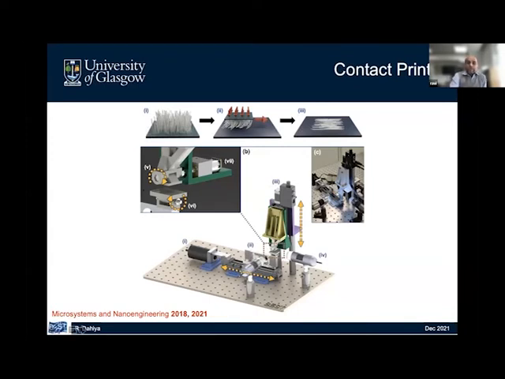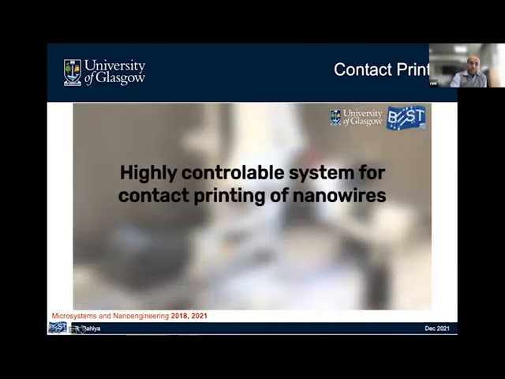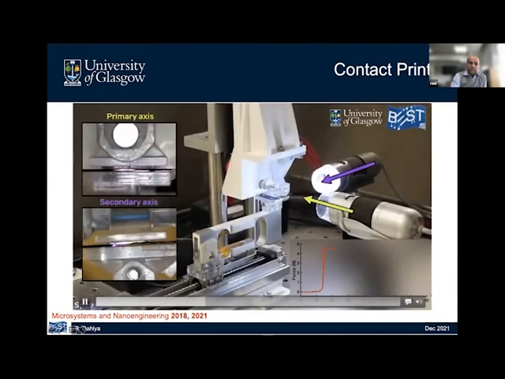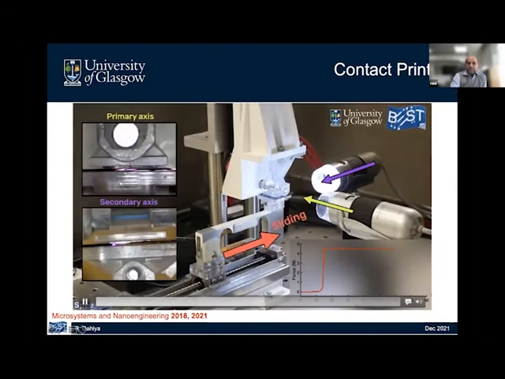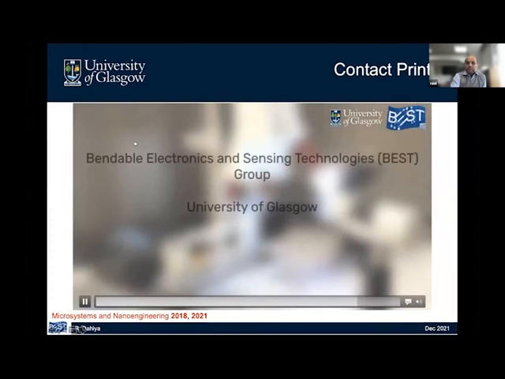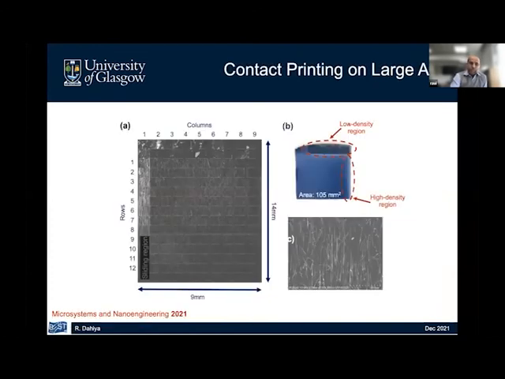To realize this, in my group here in Glasgow, we have developed this automated setup, which is shown in this video. Basically, it does self-alignment. That's the donor substrate, that's the receiver substrate. They are aligned, and when a certain pressure is reached, the sliding starts. Once the sliding is over, you have wires transferred on the receiver substrate, and the same image is also shown here. So you can repeat this process for large area as well.